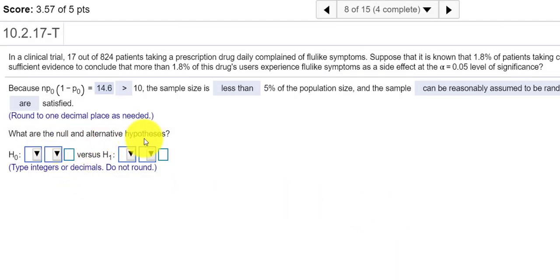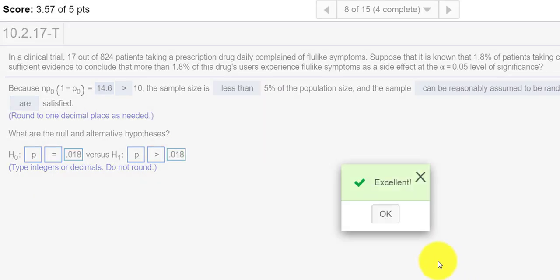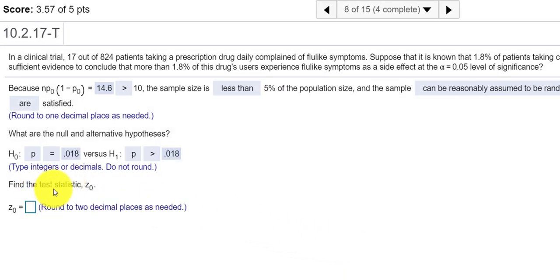Next, what are the null and alternative hypotheses? Remember, we're testing a proportion, so I'm using p for both of these, and the null is always equal to. So the null hypothesis would be p equals 0.018, and we want to know, is there evidence to conclude more than? The words more than mean greater than 0.018. If we said not equal to, I would use the not equal sign. If we said less than, I would use the less than sign. All right, so I press enter. Great. Find the test statistic.